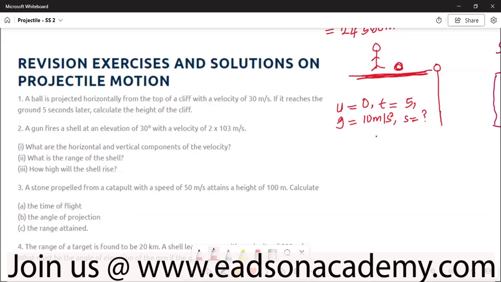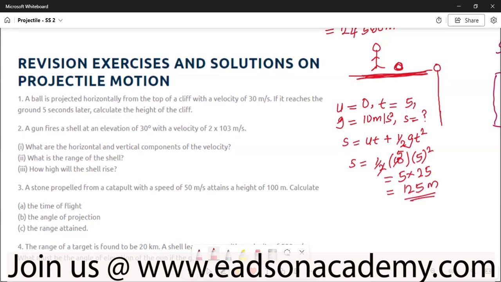So using an appropriate equation that contains u, t, g, and s, that should be s equals ut plus half gt squared. And u is zero, so this first term, we can ignore it and concentrate on the second term, which is half times 10 times 5 squared. 2 here 1, 2 here 5, and 5 squared is 25. 5 times 25, that should be 125. So the height of the cliff is 125 meters above the ground.